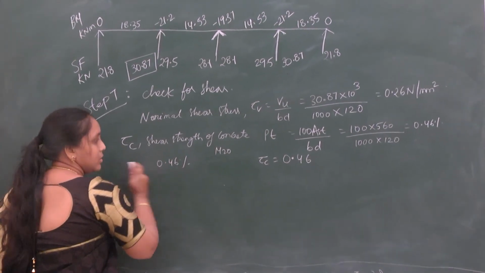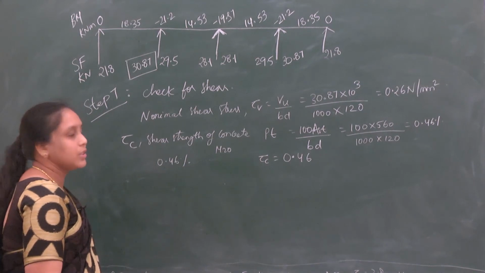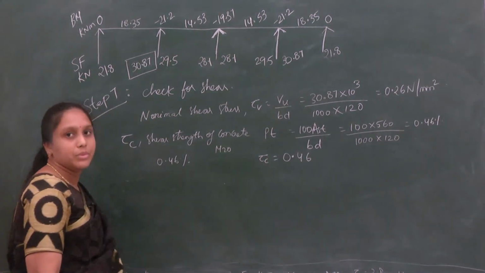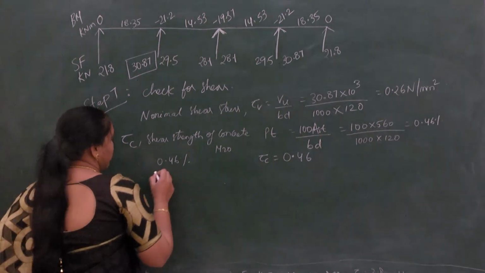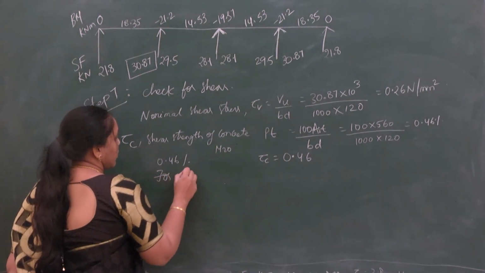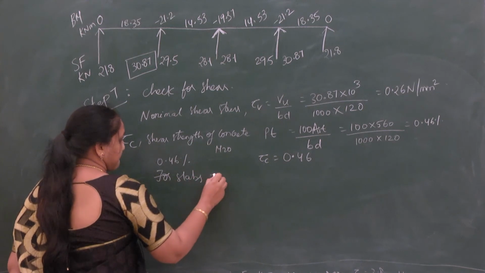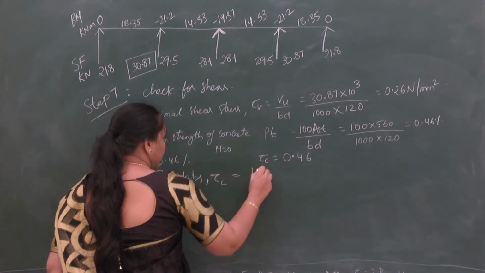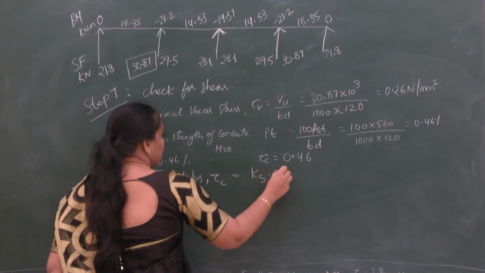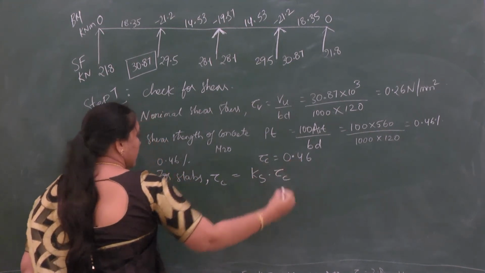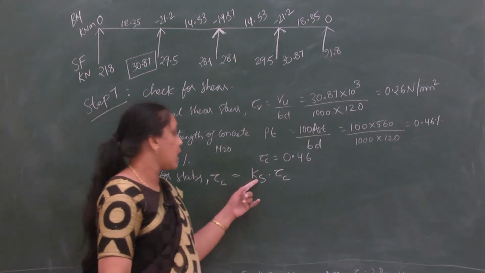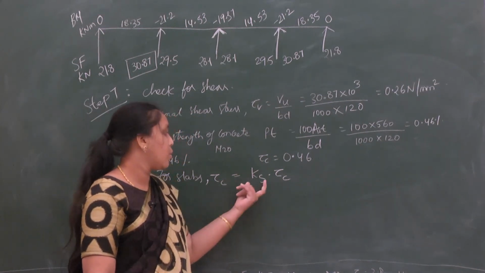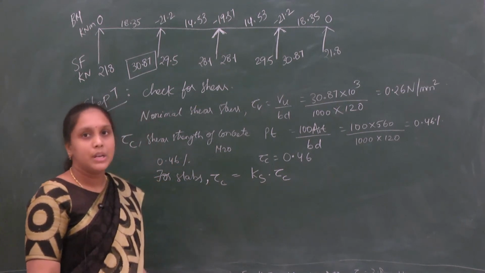Sorry. So we got tau C as 0.46. That is for the beams. Now for slabs, the tau C value will be some constant into the tau C of the beam. This constant we will take from the table in IS 456-2000. From that table we are going to take this constant value Ks.